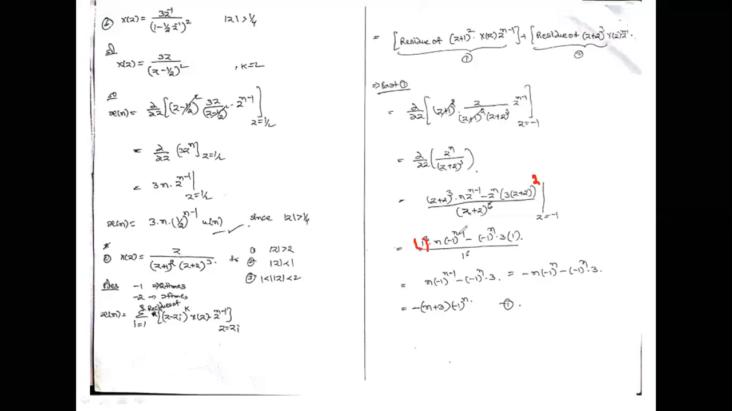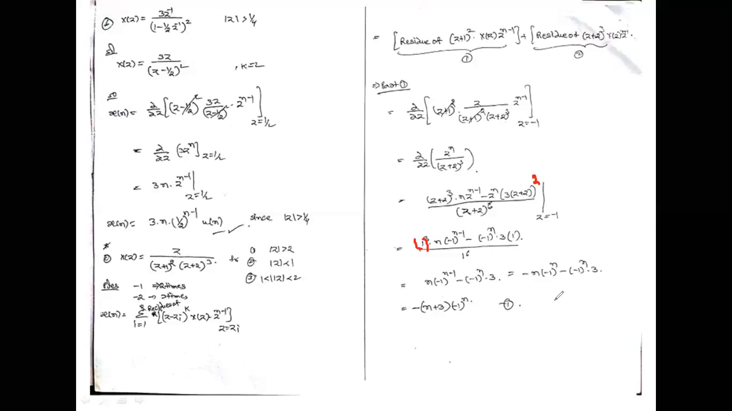N into minus 1 power n minus 1 minus, and here also z power n is there, minus 1 whole power n. And here z is equal to minus 1. 2 minus 1 is 1. 1 square is 1 only. 3 into 1, by z is equal to minus 1 means minus 1 plus 2. The 2 minus 1 is 1. 1 power cube, 1 power 6. So finally we'll get n into minus 1 whole power n minus 1 minus minus 1 whole power n.